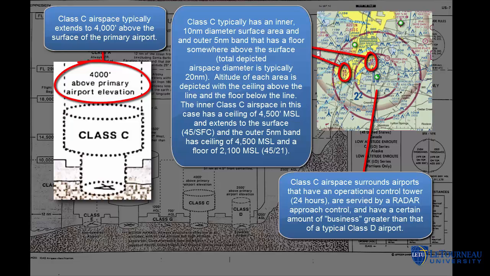Again, Class C typically extends about 4,000 feet above the surface of the primary airport. In this case, we can see area elevations about 500 feet above sea level, so this airport follows that typical progression of 4,000 feet above the airport.